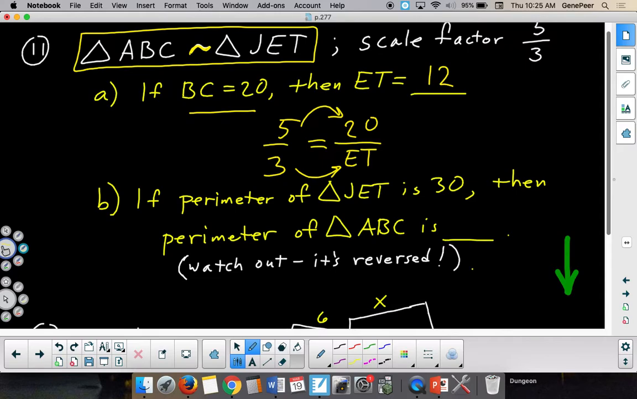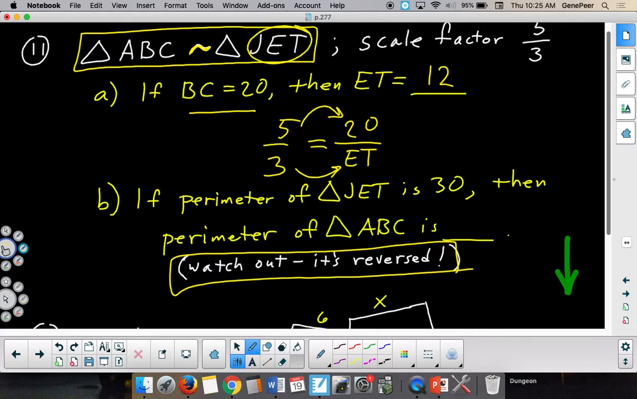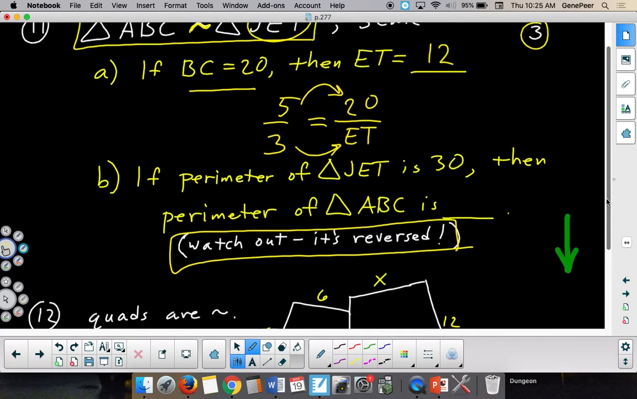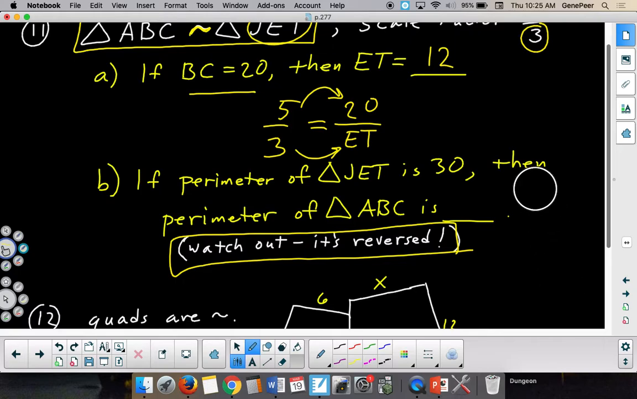We're told the perimeter of JET is 30. Now watch out. Ooh, notice my little note down here. Watch out. They're being mean to you. They reversed this. They gave you the perimeter of JET. That matches up with the 3 in your scale factor. ABC is the 5. So what do we do with that? I don't have enough space here, let's put it right over here. So our scale factor is 5 to 3. That's equal to the perimeter of ABC, we'll call it x, over 30.